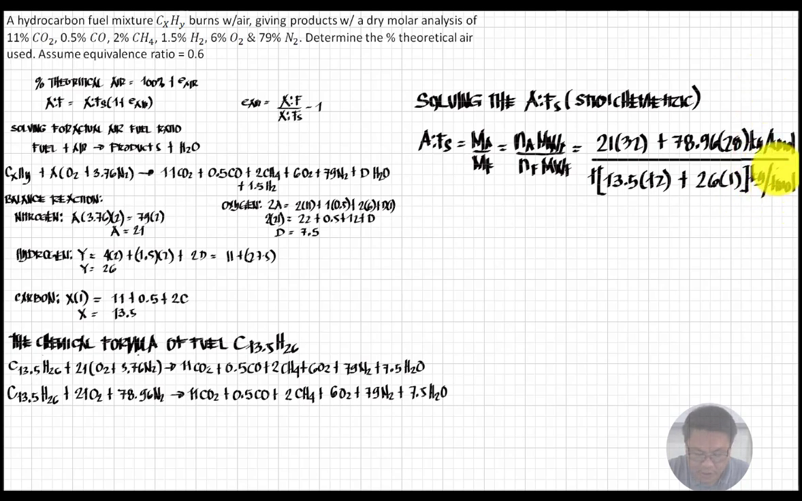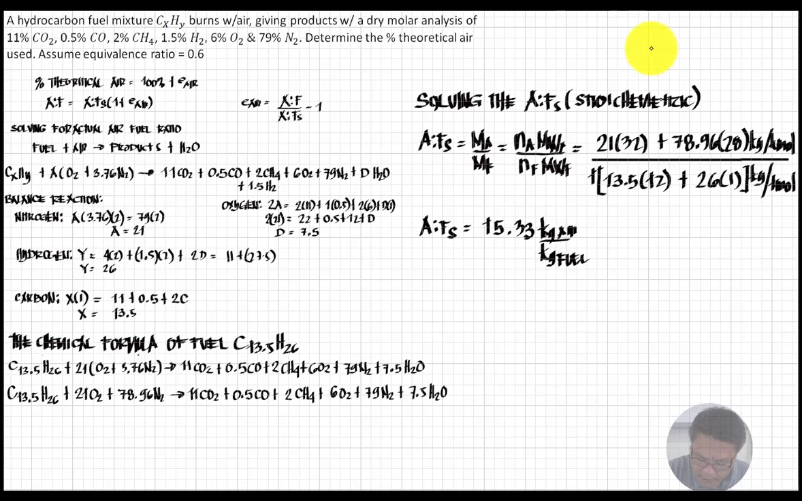Okay. So using our calculator, our stoichiometric air fuel ratio now is equal to 15.33. So this will become kilogram of air per kilogram of your fuel.